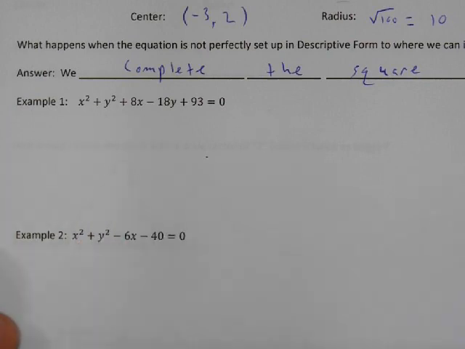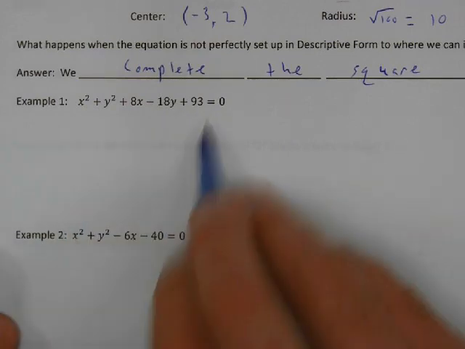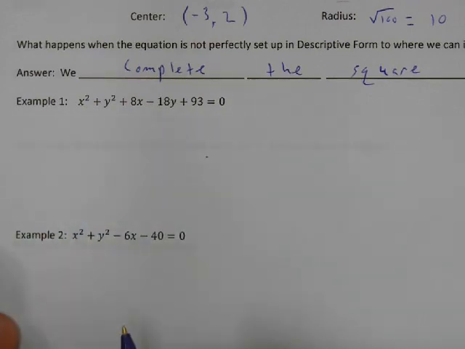So then what's my center going to be? What's my radius going to be? Well, we can't tell when it's in standard form like this. Standard form is just multiplied out. Okay. We want it in descriptive form, so we want to complete the square to get it in that form.